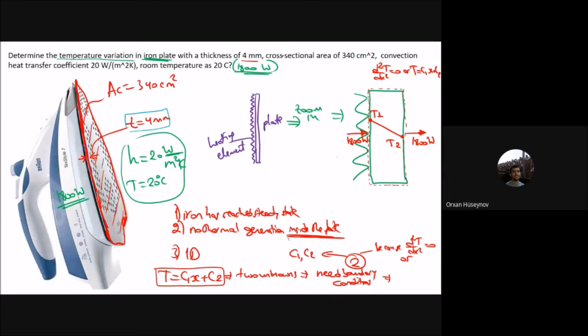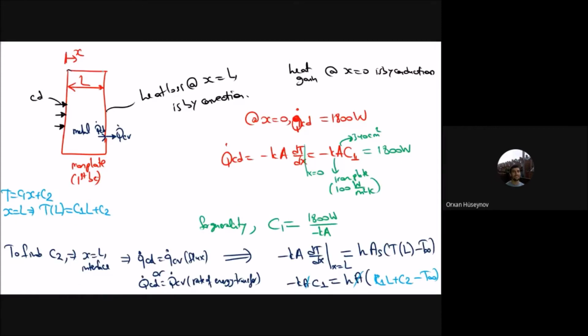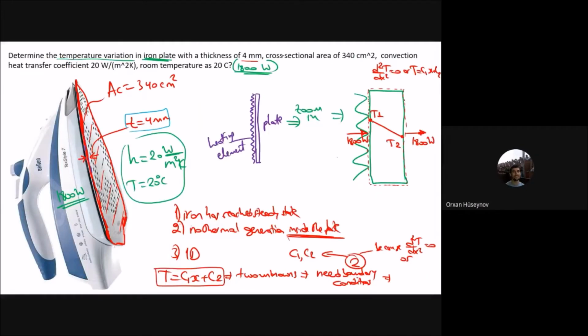So it means that here you have x is 0, and here you have the 4 millimeters. Here x is L, and that is 4 millimeters. So by this you will find the C1 and C2 values, and from them you will see what is the temperature at the base plate, at the beginning and end of it. We can find the temperature variation here.